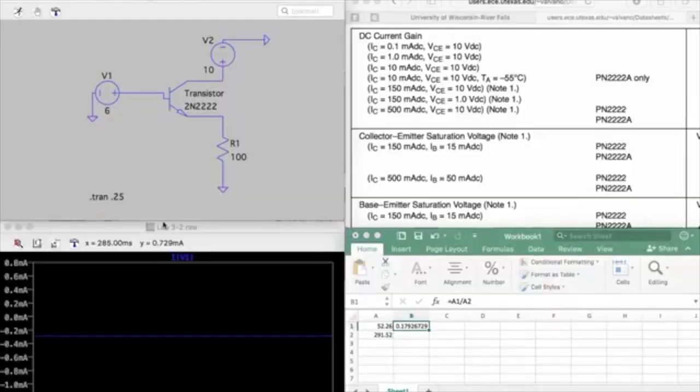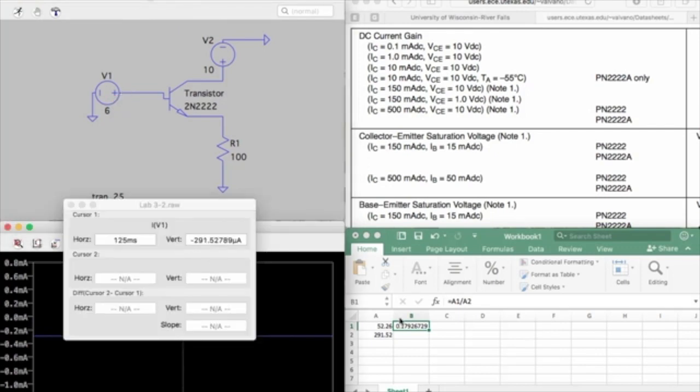So we recreated our circuit in LTSpice. When we measured the current coming out of the emitter, we got 52.26 milliamps, and the current going into the base was 291 microamps. So that ended up being a gain of 179.